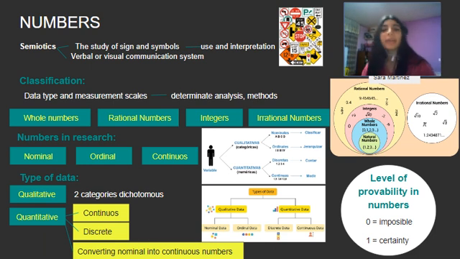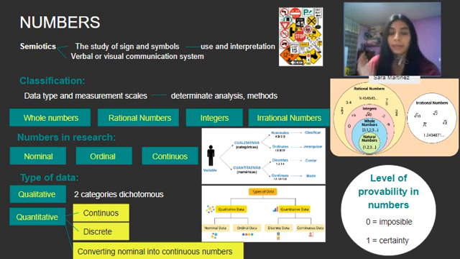Numbers. Semiotics is the study of signs and symbols and their use and interpretation. It could be a visual or verbal communication system. It's the way that we see the world and understand its impact, informally and unconsciously. It's like decoding. Classify data and measurement scales, determine analysis and methods.